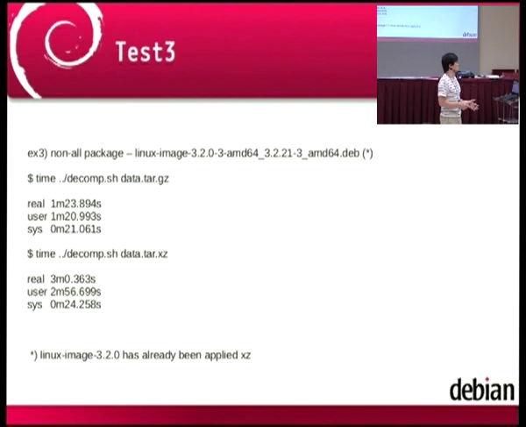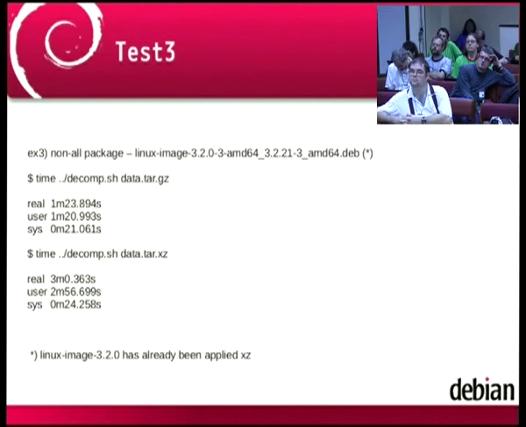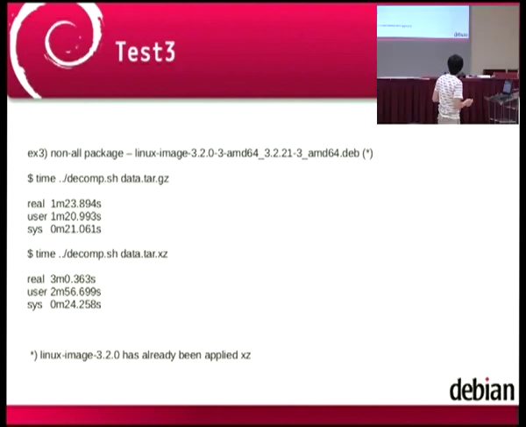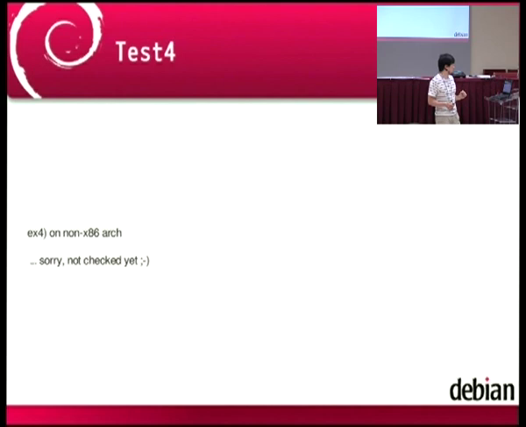And I tried to compare by architecture or package. So next, I tried to check not an architecture-all package, but the Linux image package. And this is the result. Almost two times more than gzip. XZ is slow. And the Linux image package already uses XZ. Other architectures, sorry, I didn't check.